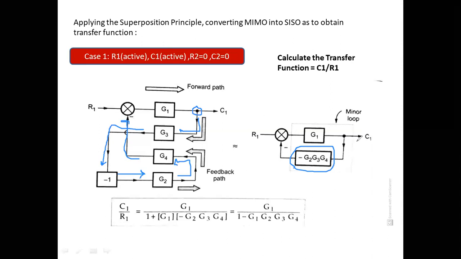Now we have got the simplest form of the closed loop system, and I told you we have to obtain the transfer function. Then we have to see what type of feedback it is.